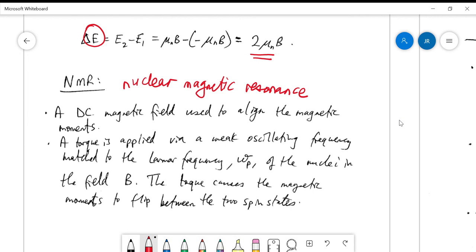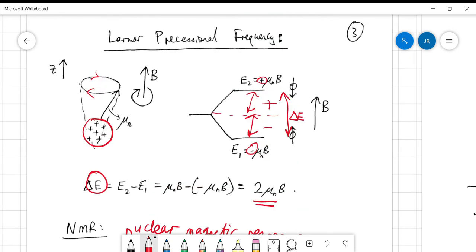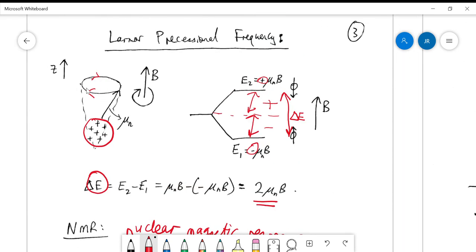A DC magnetic field, so a direct current magnetic field, is used to align the magnetic moments. That means we want the magnetic moments pointed in a common direction. A torque is applied via a weak oscillating frequency matched to the Larmor frequency. So again, recall that the Larmor frequency is the frequency at which this vector of alignment between the magnetic moment of the protons and the externally applied magnetic field is precessing.